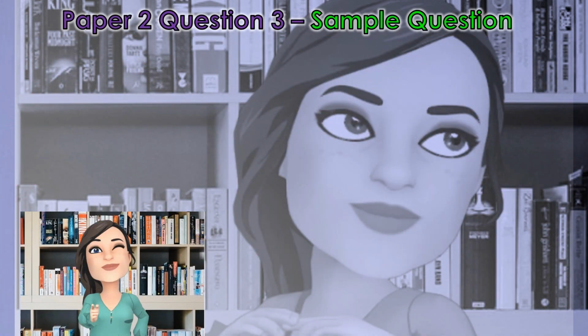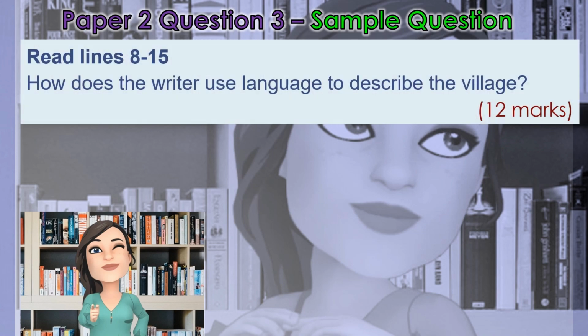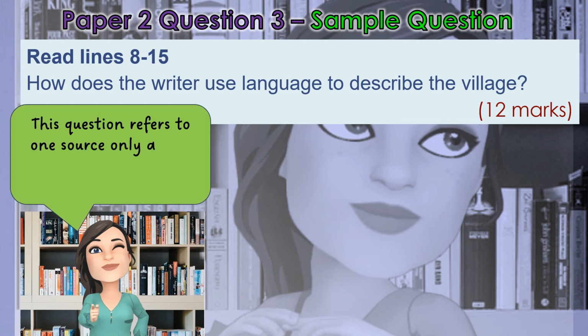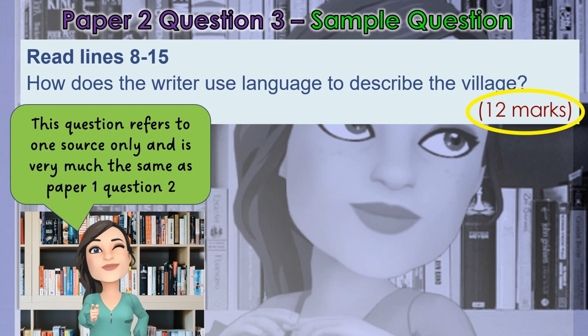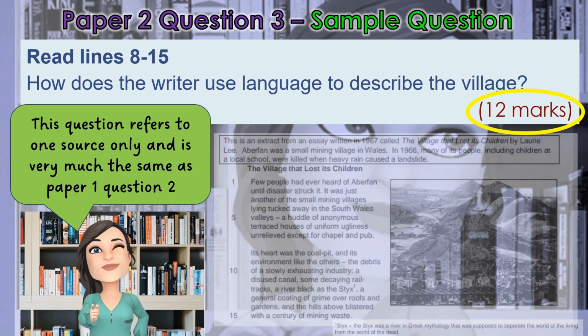Now we've remembered our language devices and language features, we can look at a sample question. So paper 2, question 3. Read lines 8 to 15. How does the writer use language to describe the village? This question refers to one source only and is very much the same as Paper 1 question 2, apart from it's worth 12 marks instead of 8. Let's have a look at part of a sample extract.